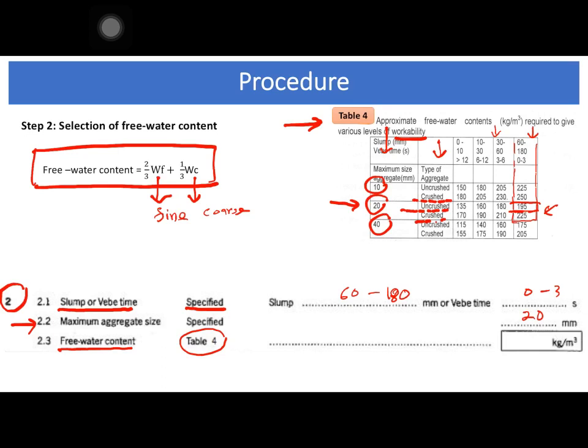So you can calculate the free water content is equal to 2/3, fine is 225, plus 1/3, Wc is 195. So you can have that is equal to what?